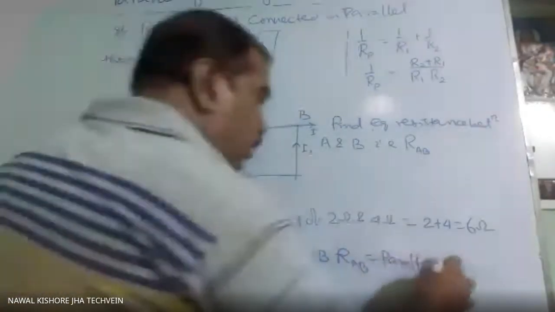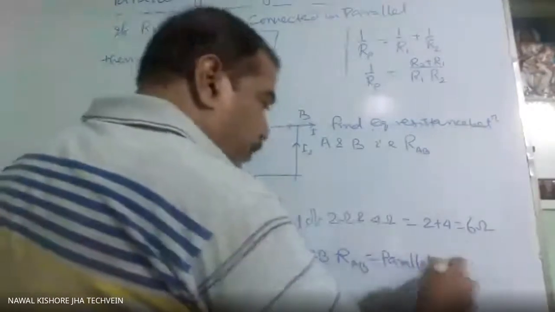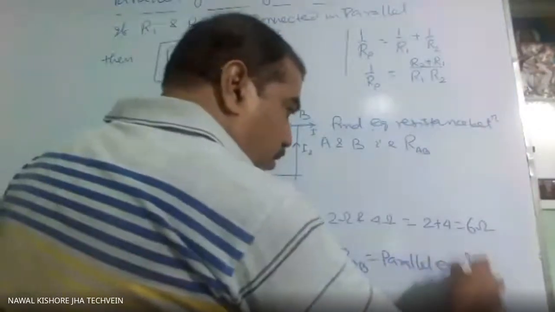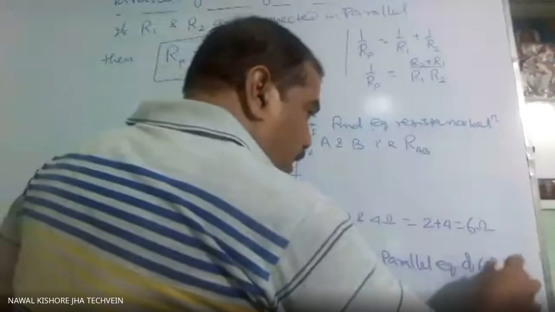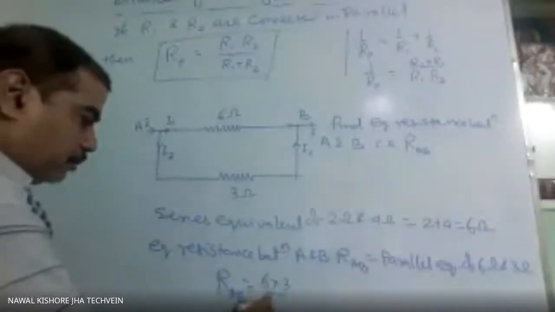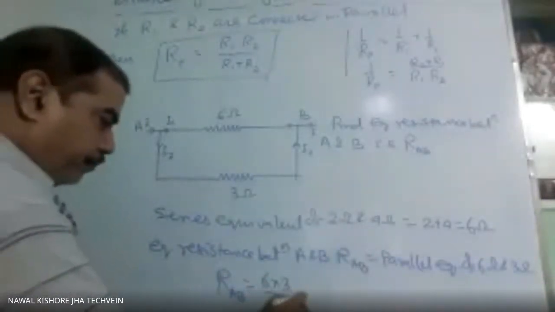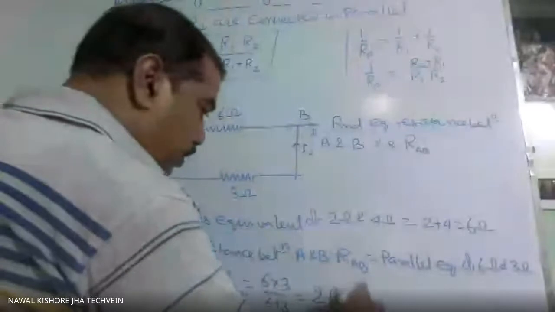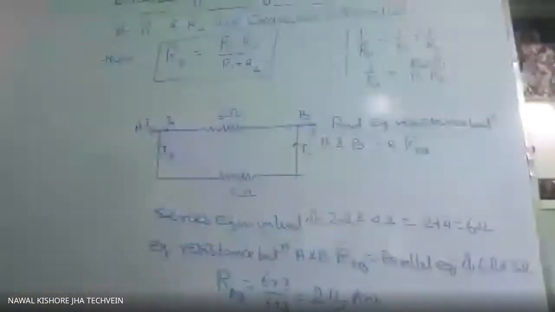No need to write this in so much detail, it is just for understanding. Of 6 ohm and 3 ohm, you can directly write R_AB will be 6 into 3 by 6 plus 3. 6 times 3 is 18, right? So this is 2 ohm. This will be the answer.